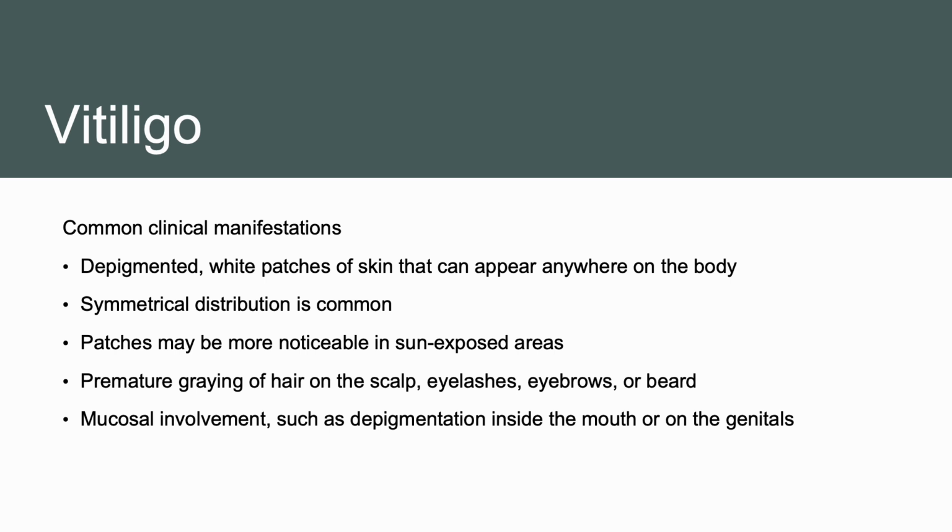As we mentioned, it's depigmented, not just hypopigmented, white patches of skin that can appear anywhere on the body. It's usually symmetrical, and patches may be more noticeable in sun-exposed areas. These areas do not tan. Premature graying of the hair on the scalp, eyelashes, eyebrows, or beard, and mucosal involvement, such as inside the mouth or the genitalia, can be seen.